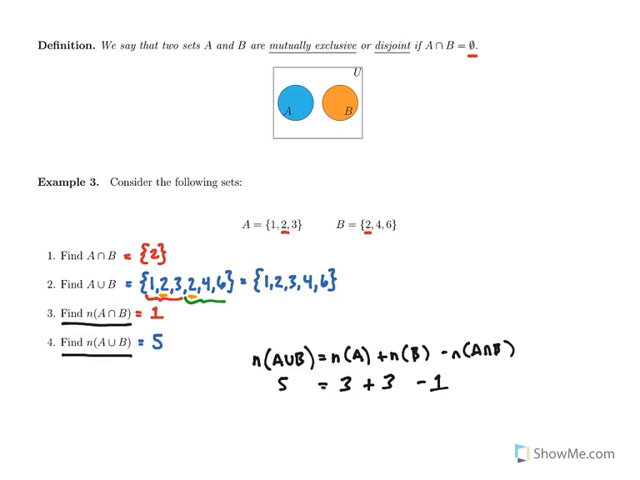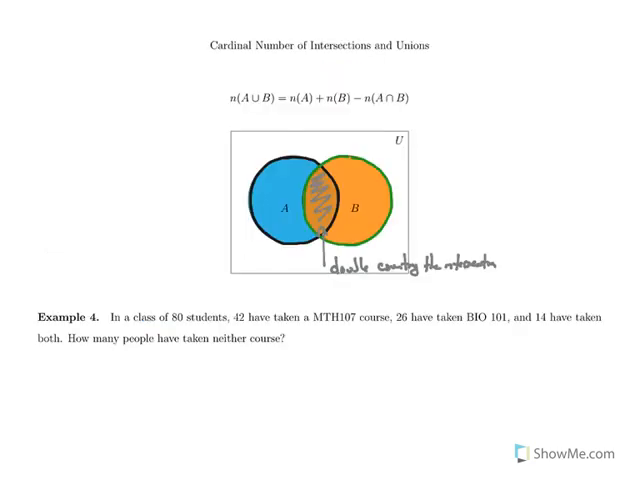Let's do a harder example with that formula. In a class of 80 students, 42 have taken a Math 107 course, 26 have taken a Bio 101 course, 14 have taken both. How many people have taken neither course?